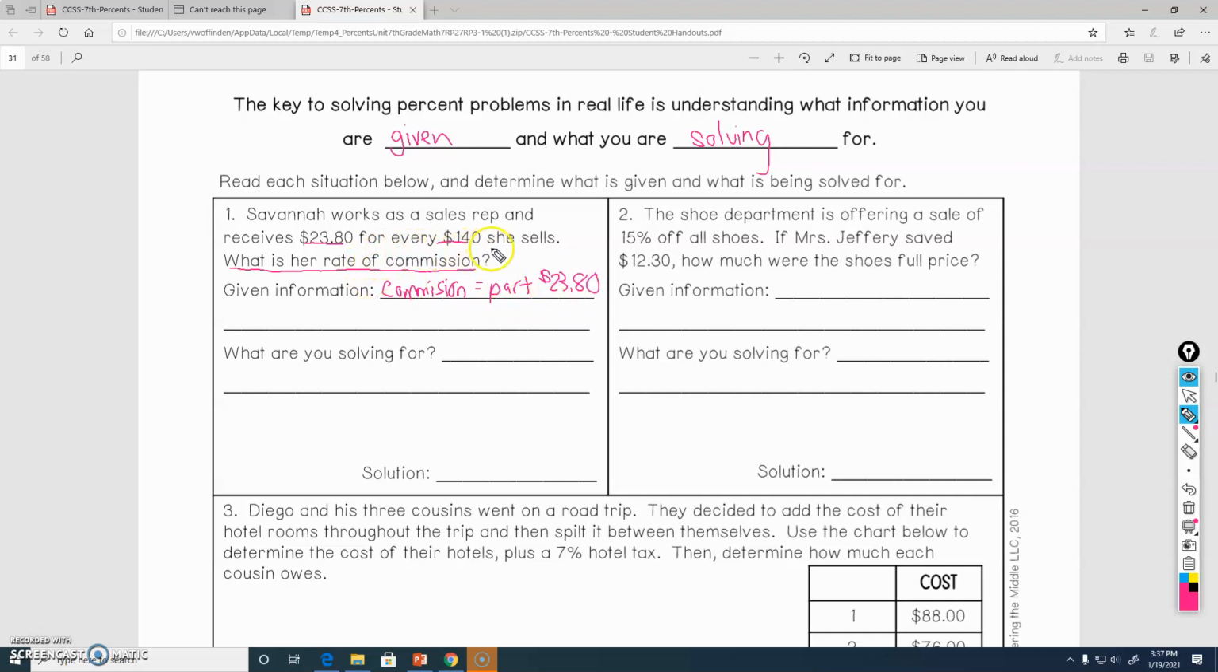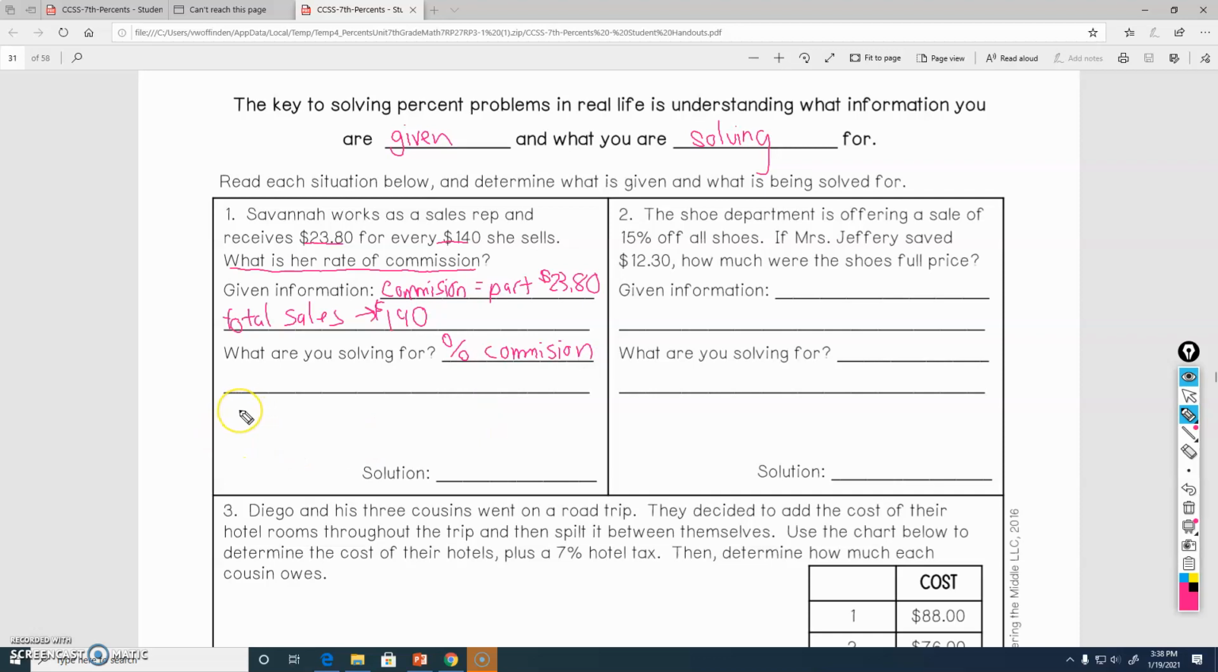And I also know the total or how much she sold. So the total sales were $140. And what am I solving for? I'm trying to figure out the percent commission. What percent does she receive on everything that she sells? So let's go ahead and start to solve this.